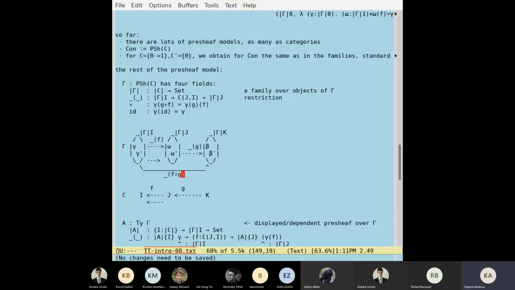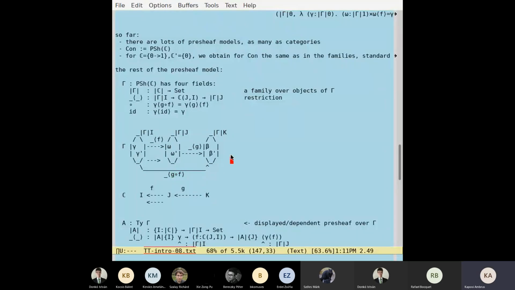First I go with, sorry, what's wrong? Yeah, g compose f. Yeah, first I go with f, and then I go with g. And then this equality says that going from this set to this set in 2 steps, by first using this function and then using this function, is the same as going directly using the composite function, right? Using the composite morphism, because I have composition in the category.